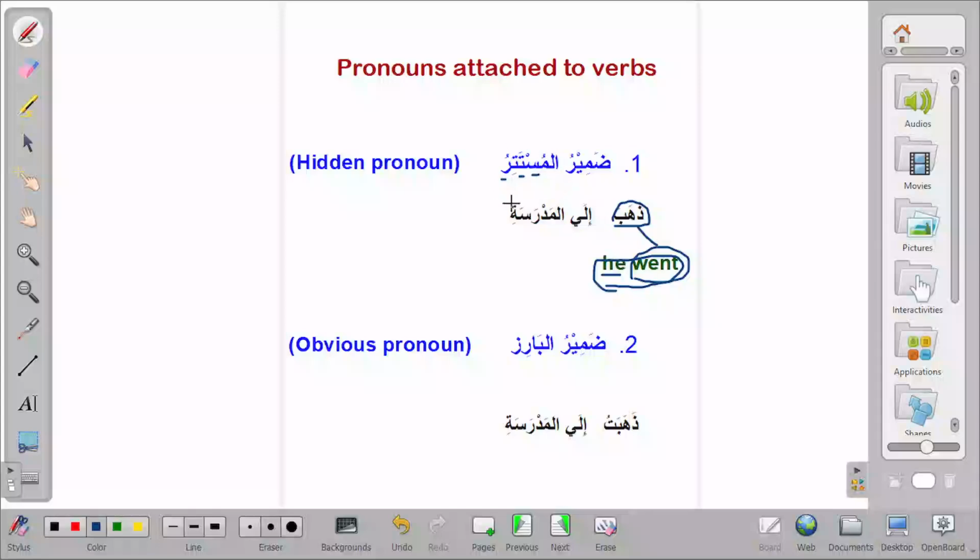Mustatir, this is what's the name? It's a maf'ul. Inshallah, we'll look at it later. But when you say mustatir, something that is hidden, I hope that is clear. So domirul mustatir is the what? Is the pronoun that is hidden.